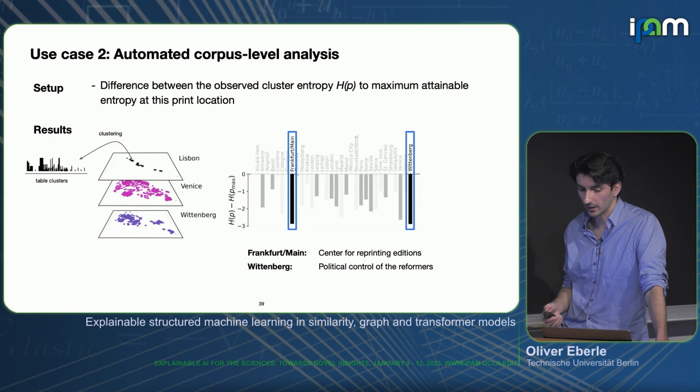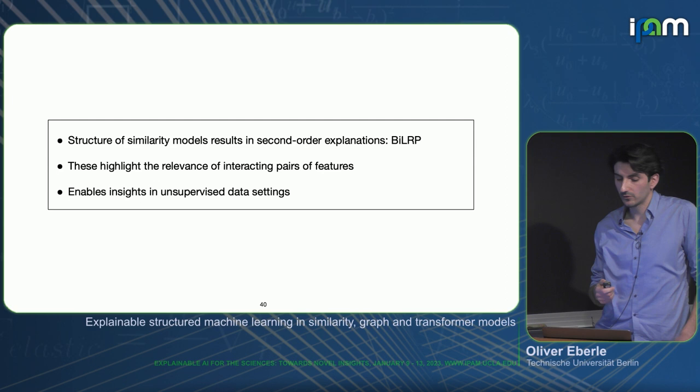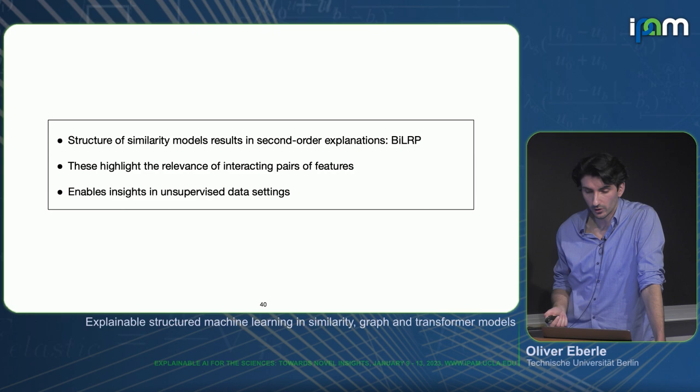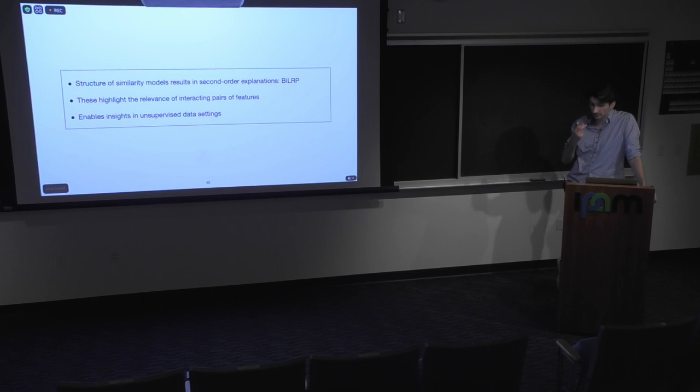So to summarize this first part on similarity, we saw that the structure of similarity models results in second order explanations that we've called BiLRP. These highlight the relevance of interaction of features in unsupervised settings. It enables us to get insights into these types of data settings and gives us very detailed explanations.